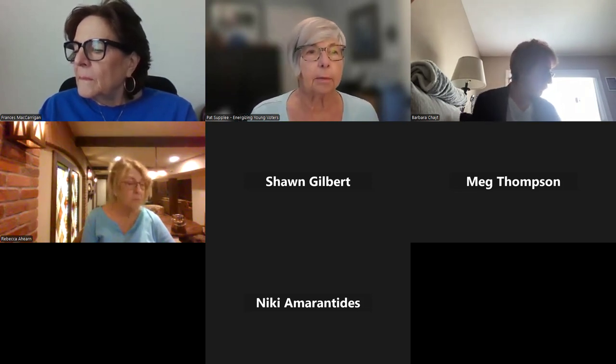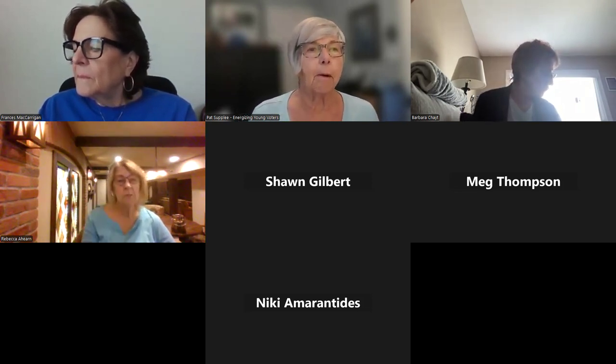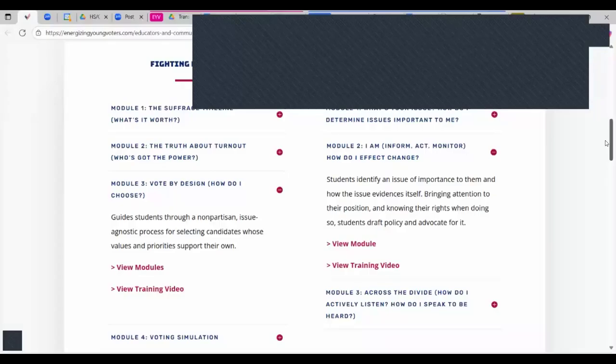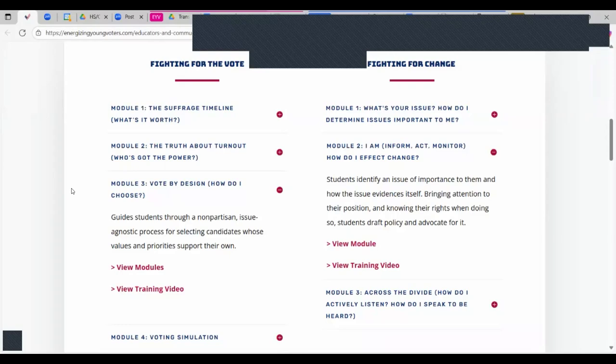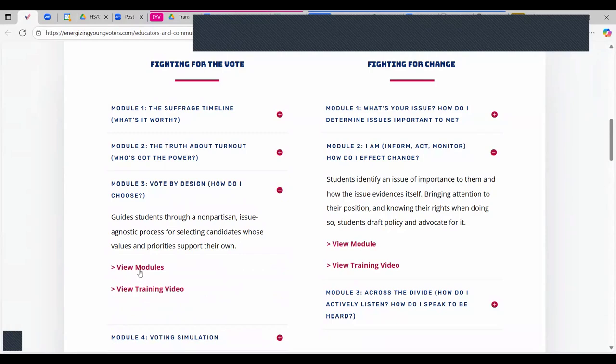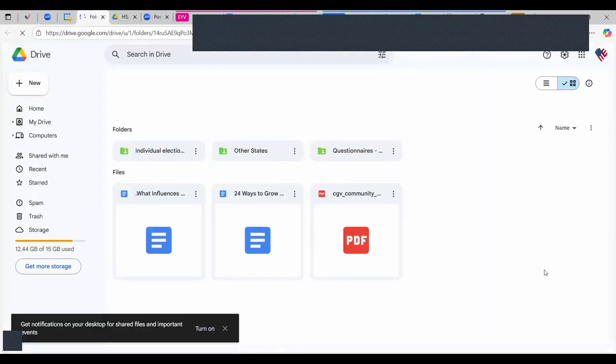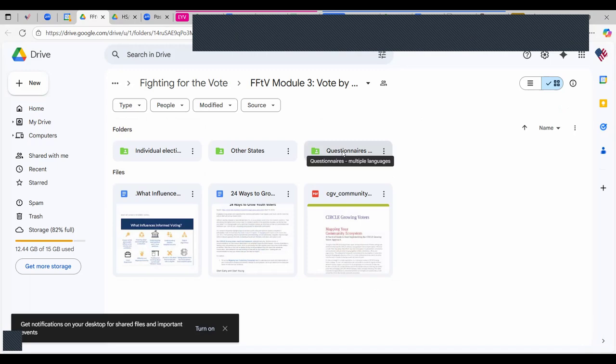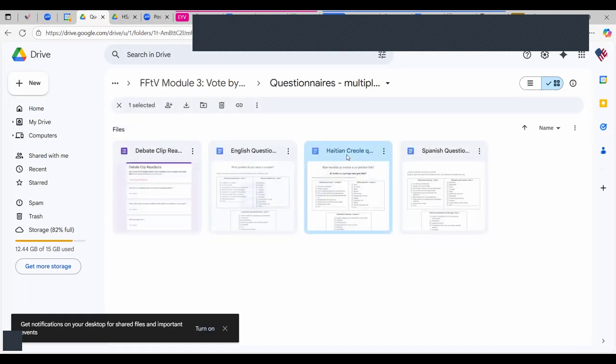Again, we get to that by going to the website and going to the educators and community page, and it's the third module under Fighting for the Vote. There's a brief description. You go to the modules, and in this lesson, when I'm doing it in person, I bring in a ton of sticky notes and pens, and I also pre-print these questionnaires. I don't print the debate clip reactions because you won't need that in person.